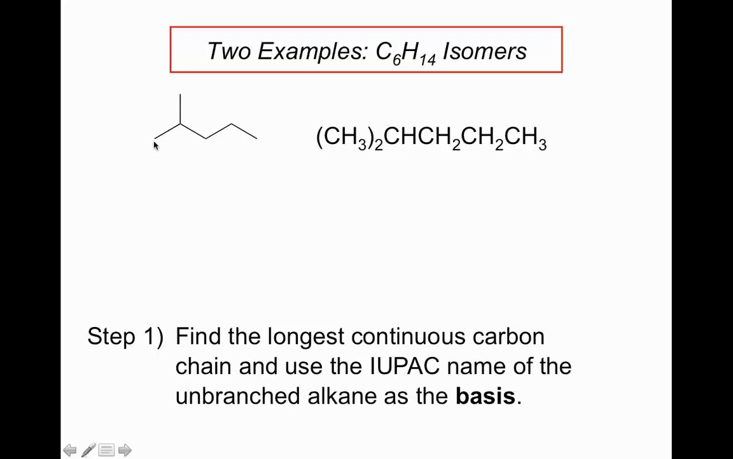All right. So starting from the left, we can count to find the longest continuous chain. 1, 2, 3, 4, 5. Okay. Let's start from the top. 1, 2, 3, 4, 5. Well, that's the same length. I see one more way to count. 1, 2, 3. Well, 3 is less than 5, so either of the two 5-length chains would give us our longest continuous unbranched alkane as the basis. 5 carbons corresponds to pentane, which is the basis of the name of this alkane.